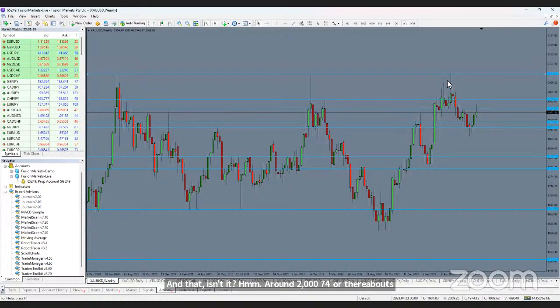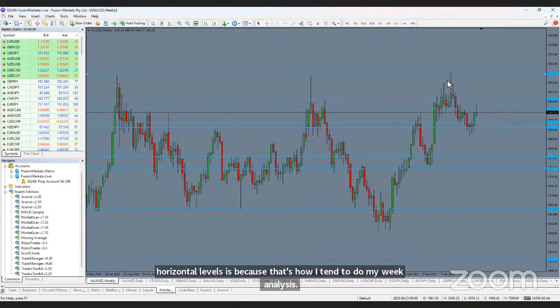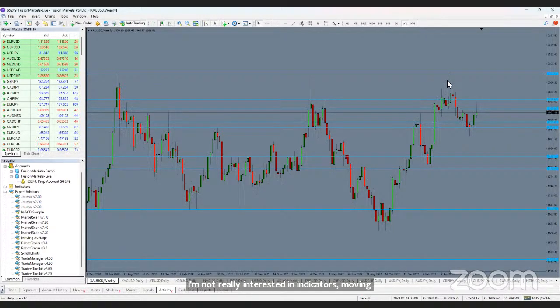The reason I've got a completely blank chart, just with horizontal levels, is because that's how I tend to do my weekly analysis. I'm not really interested in indicators, moving averages, pivots, anything like that. I just want to see where price is in relation to the horizontal levels. It's like my roadmap for trading.